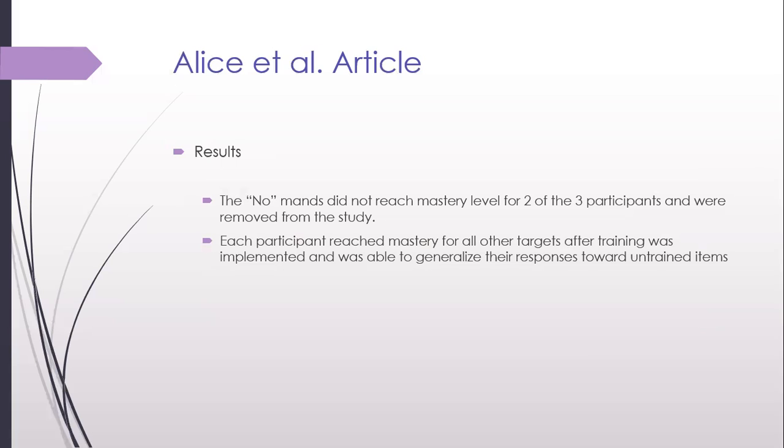The results of the study showed that the no mands did not reach mastery level for 2 of the 3 participants, clearly due to them not being able to teach it and how it was removed from the study. But other than that, each participant reached mastery for all of the other targets after training was implemented and was able to generalize their responses to untrained items.